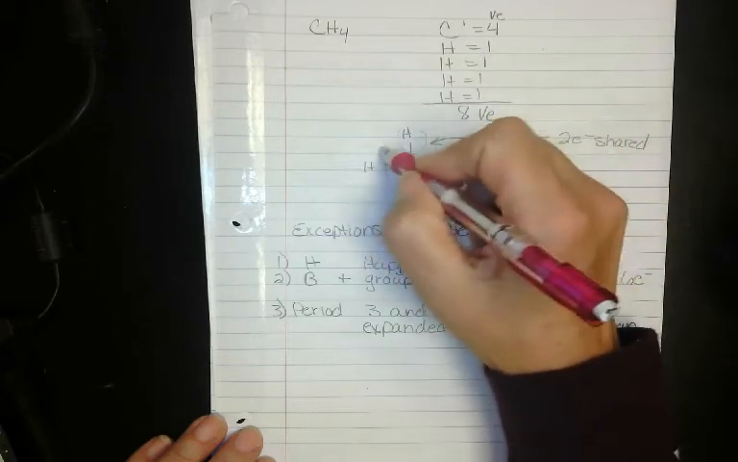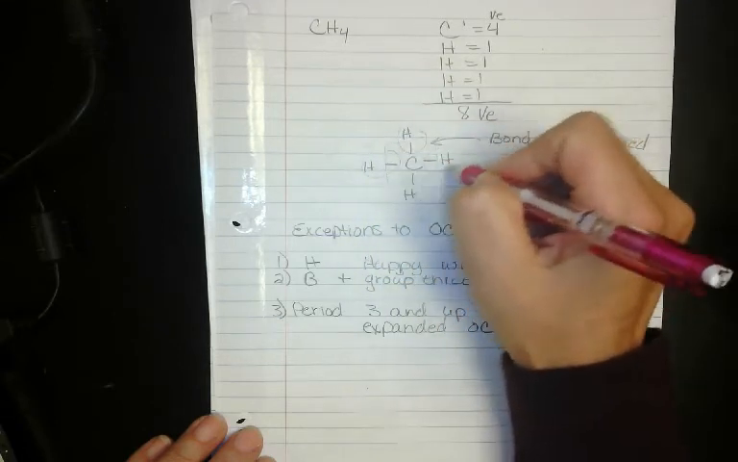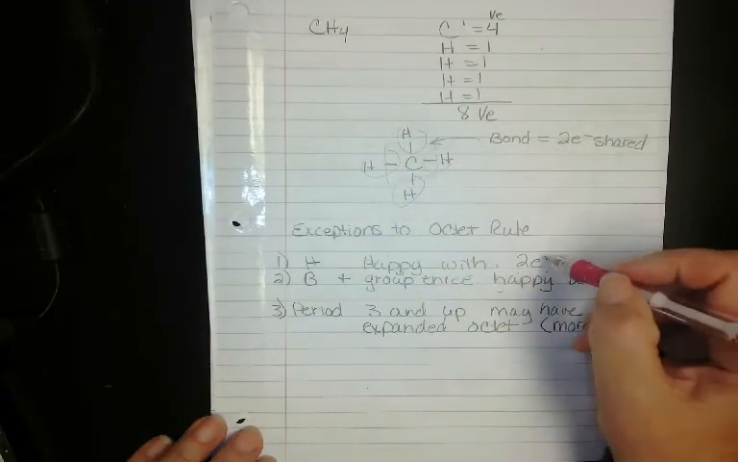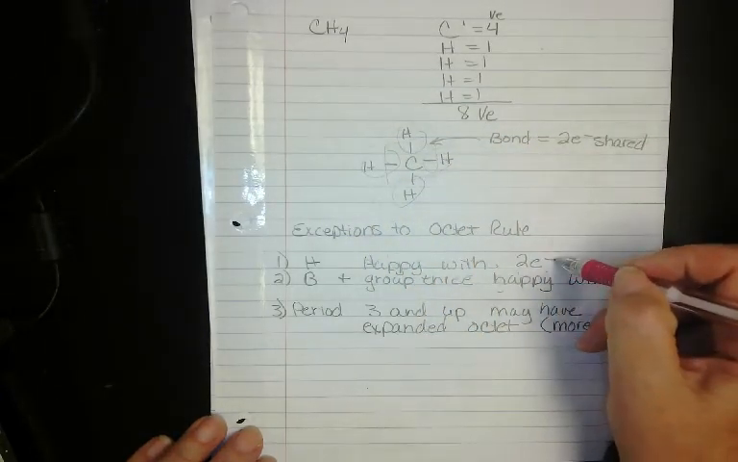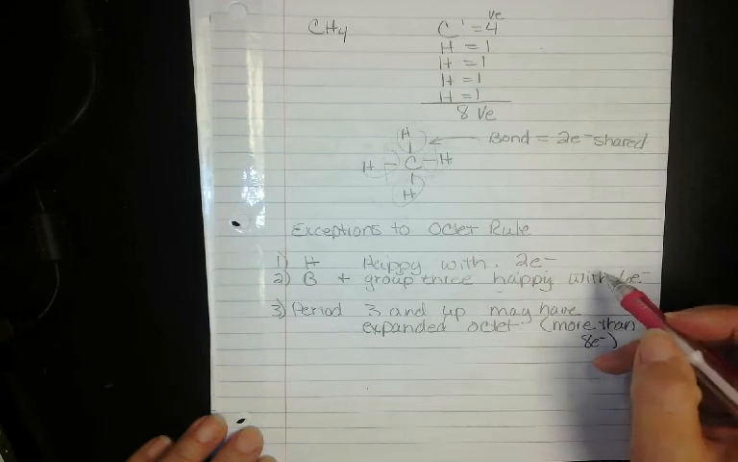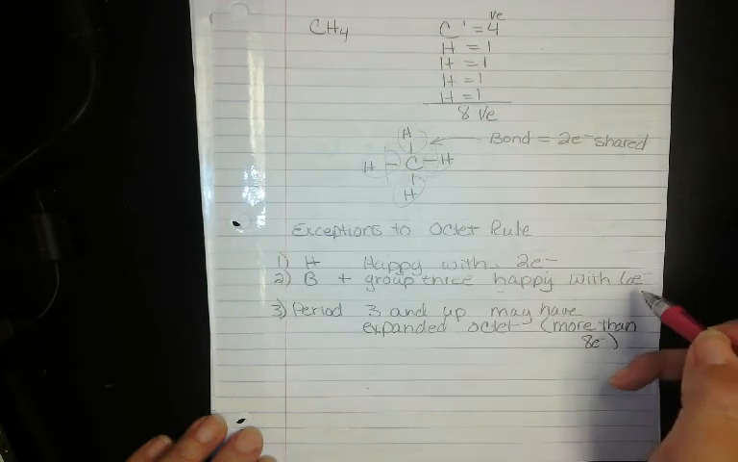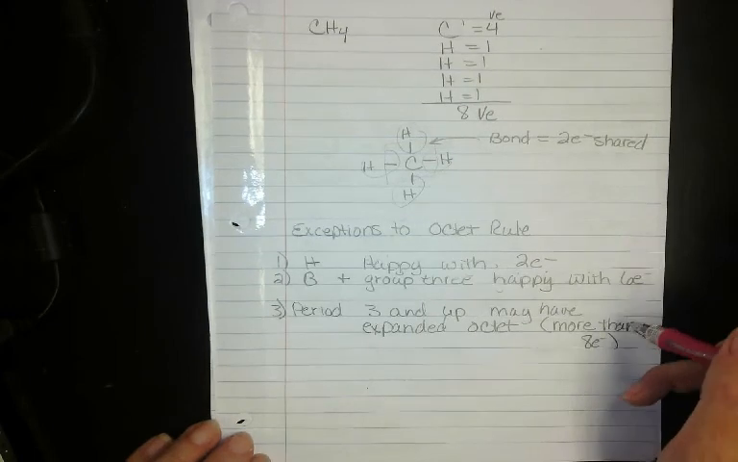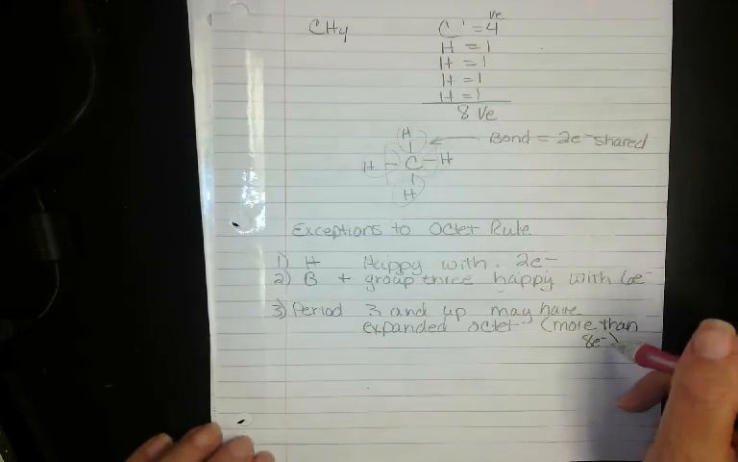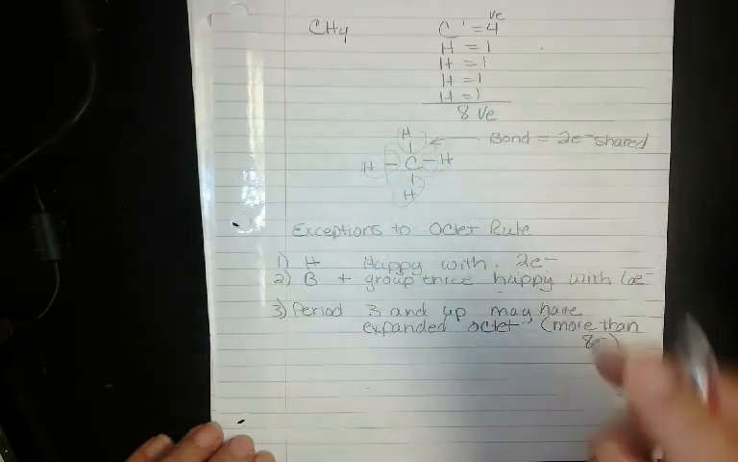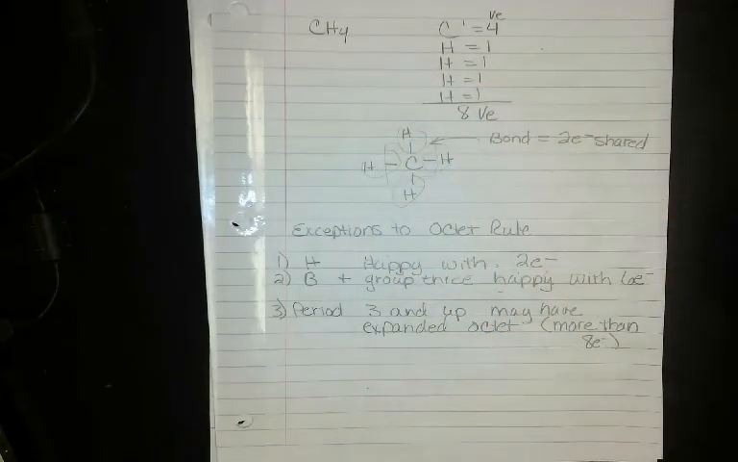Around each hydrogen, I only have 2, and that's our exception. So our exceptions to the octet rule: hydrogen's happy with only 2 electrons. It will only ever have 2 electrons, okay? Hydrogen always looks like this, 1 bond line, that's it. Boron in group 3 is happy with 6 electrons. A period 3 and up could have an expanded octet, which means more than 8 electrons around the central atom, so you draw like a little extra there. And we are going to do some examples now.